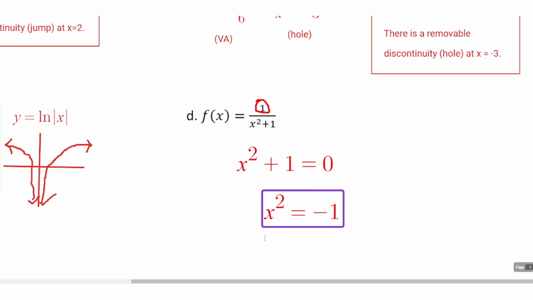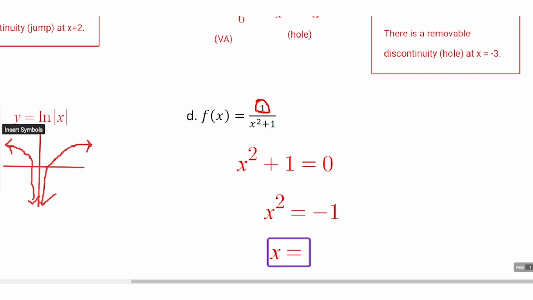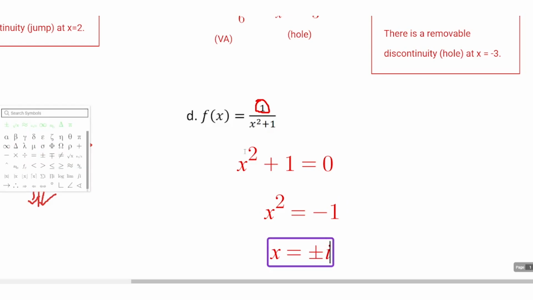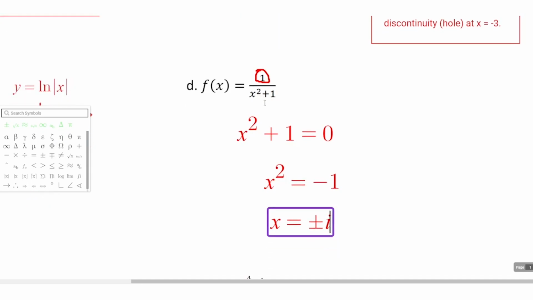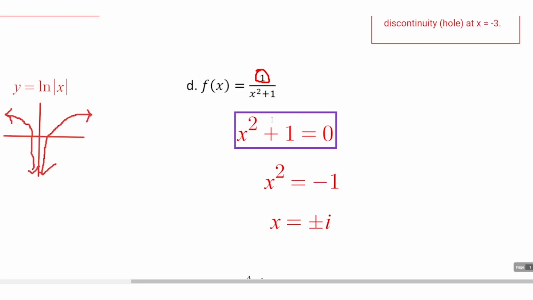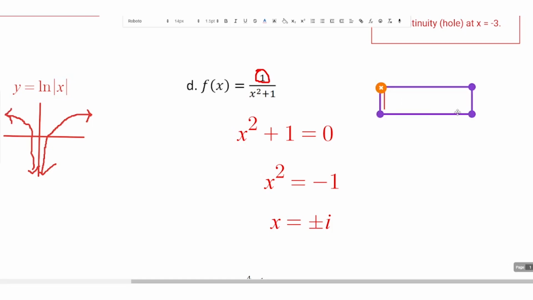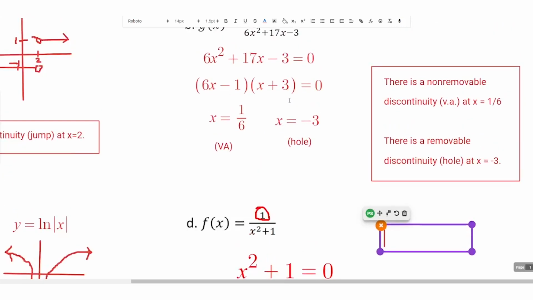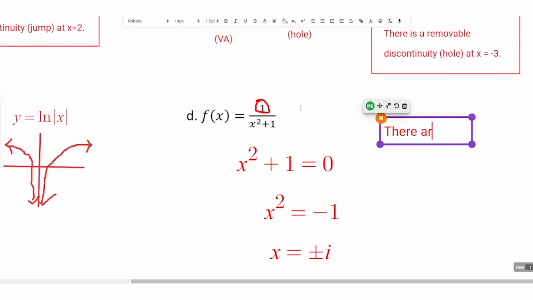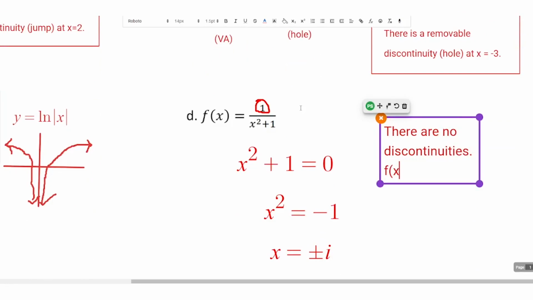If x squared equals -1, the x is just going to be plus or minus the square root of -1. So it's just going to be plus or minus i, which means that there's no real solution here or no real valued x that can make the denominator equal 0 here. So what this indicates is that there's no non-removable discontinuities and there's no removable discontinuities. So we can safely say that there's just no discontinuities here. This is going to be a continuous function. So there are no discontinuities. f of x is a continuous function.